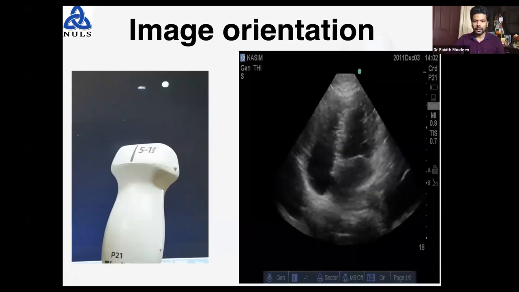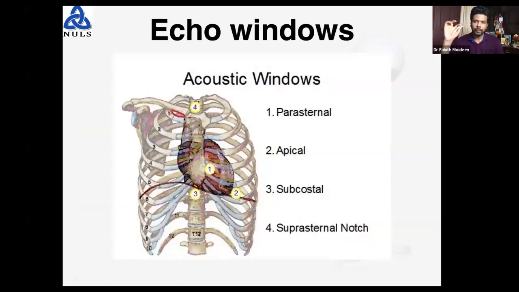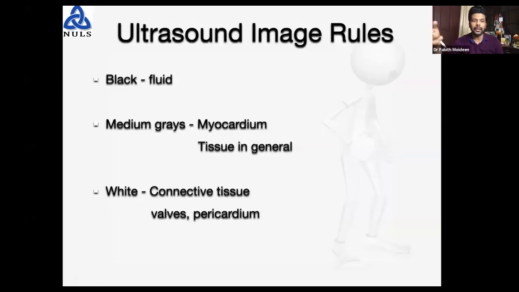And then the windows we are focusing on for basic echo are parasternal, apical, subcostal, and suprasternal notch. It's optional, used to see the aorta and the aortic arch, to look for any dissection of the aorta and things like that. Okay. Now, I told you the basics yesterday, so I don't have to talk about this anymore.